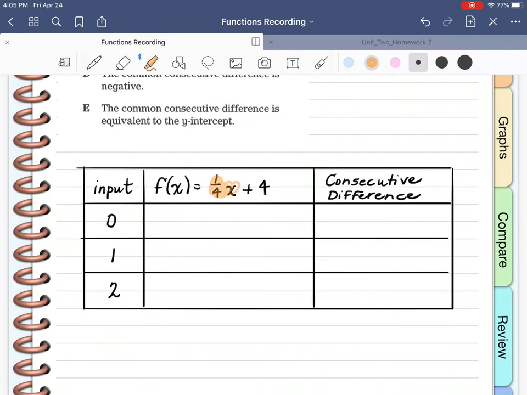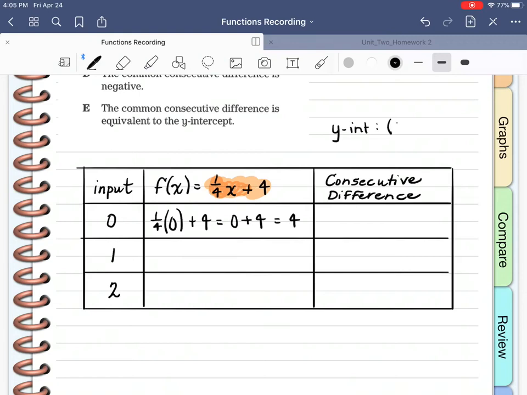So here is the function that we need to evaluate. This fractional piece right there. This is the first time I think we've seen a function with a fraction, but that's okay. We can handle this. So I'm going to input 0. I have 1/4 of 0 plus 4. Anything times 0 is 0. And then add 4 is 4. So there's your y-intercept. I'm going to just make a note up here that this is the y-intercept, the point 0, 4.